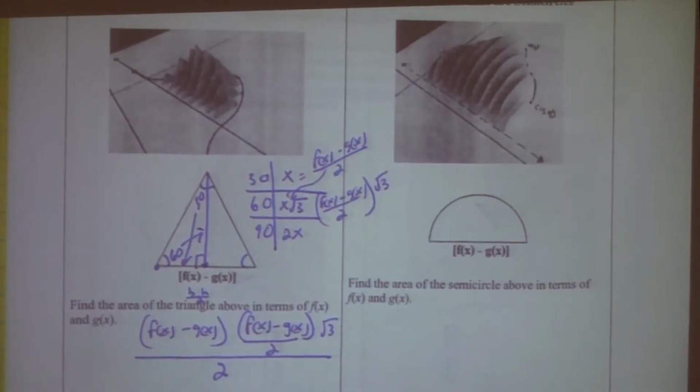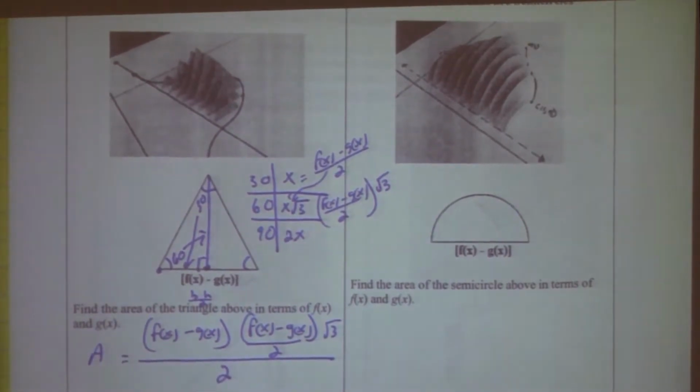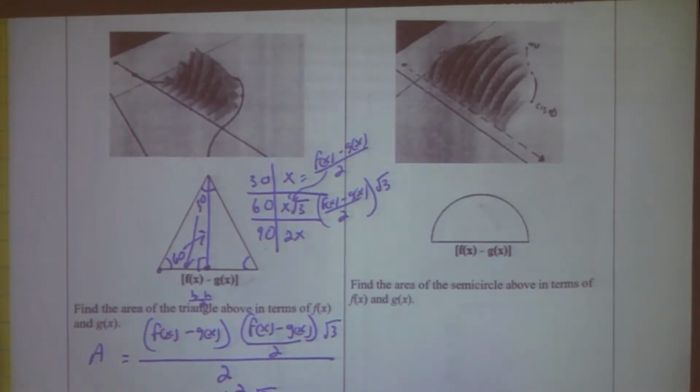Can I fix that up so that it looks a little nicer? So what do you think we're going to get there? We have f of x minus g of x times f of x minus g of x, and we can multiply those, and that'll give us squared. And then we have radical 3 over 2 there, and then it's technically all of that divided by what? 2. So we can multiply these and make it radical 3 over 4 times f of x minus g of x squared.